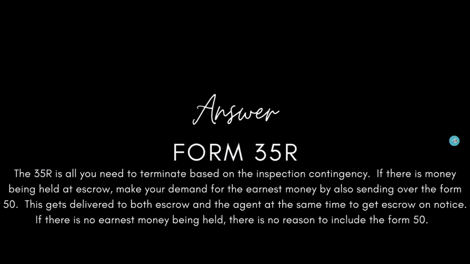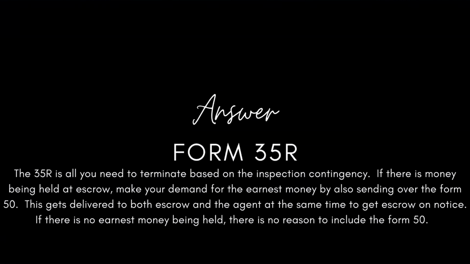Buyer's inspection of the property is approved. So 35R, if you are terminating from 35R, you need to disapprove it by the correct box. But also, if there's earnest money being held at escrow, you need to officially make the demand for the earnest money at the same time. And that is with a Form 50, sending this with that box checked. This is the buyer, if your buyer's terminating, because your buyer is the one that has the right to terminate with the inspection. But if they never submitted their earnest money, why would they need to request?